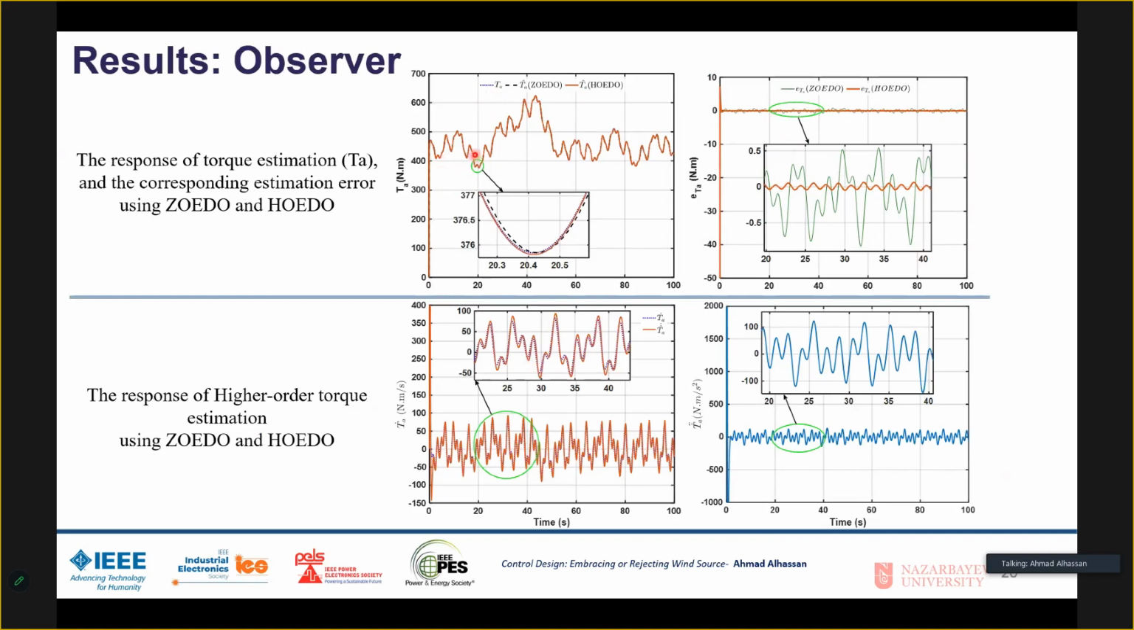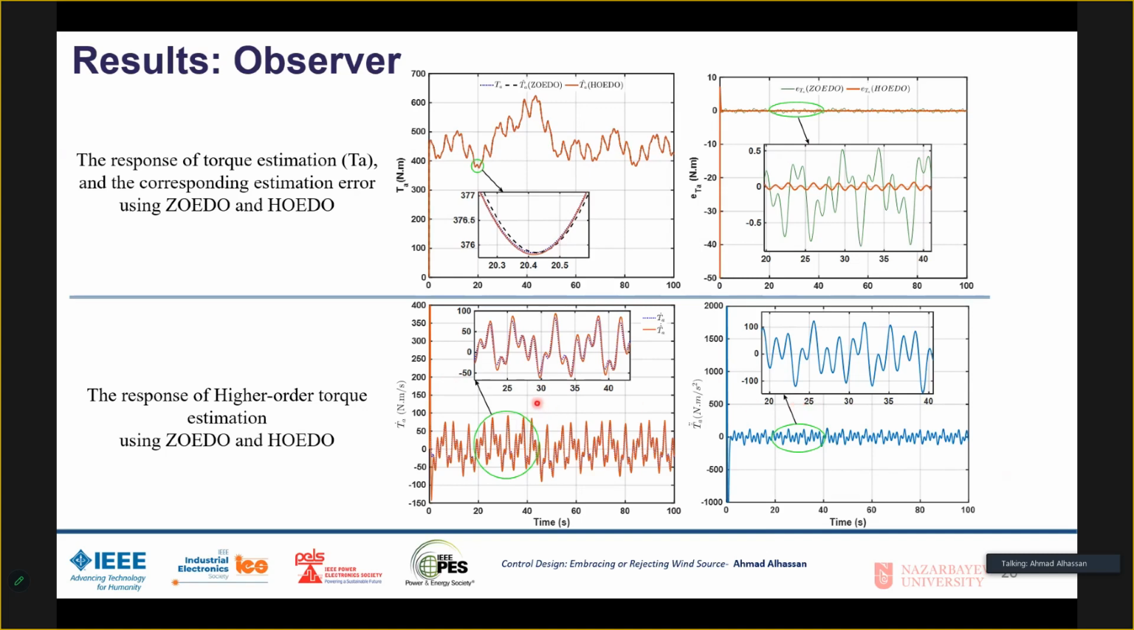Now we can see the estimation looks pretty good. We can estimate this torque disturbance using these estimators. We have the zero order, the exponential disturbance observer, and the higher order. So we can see how we can make this observation pretty well. We can also see the estimation error, and we can see with the higher order how we can estimate the first order and second order of this torque.